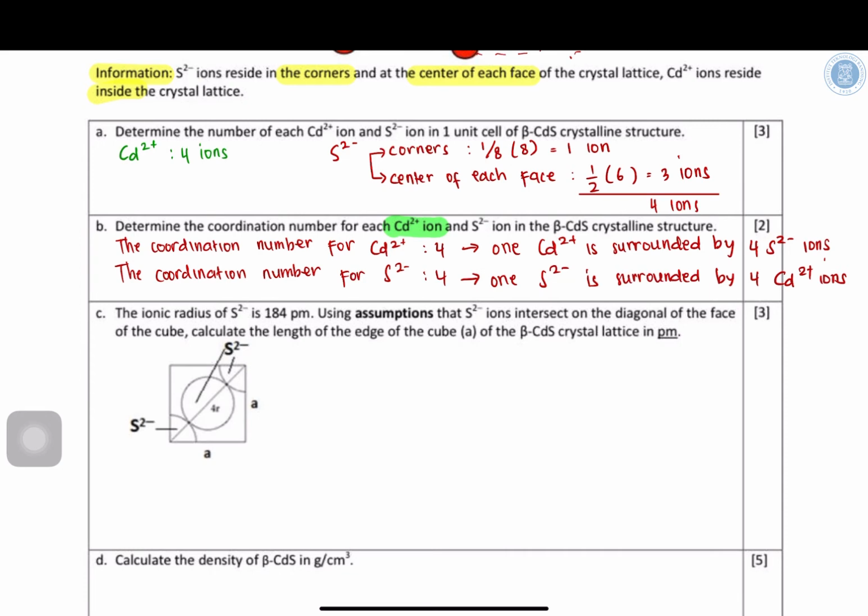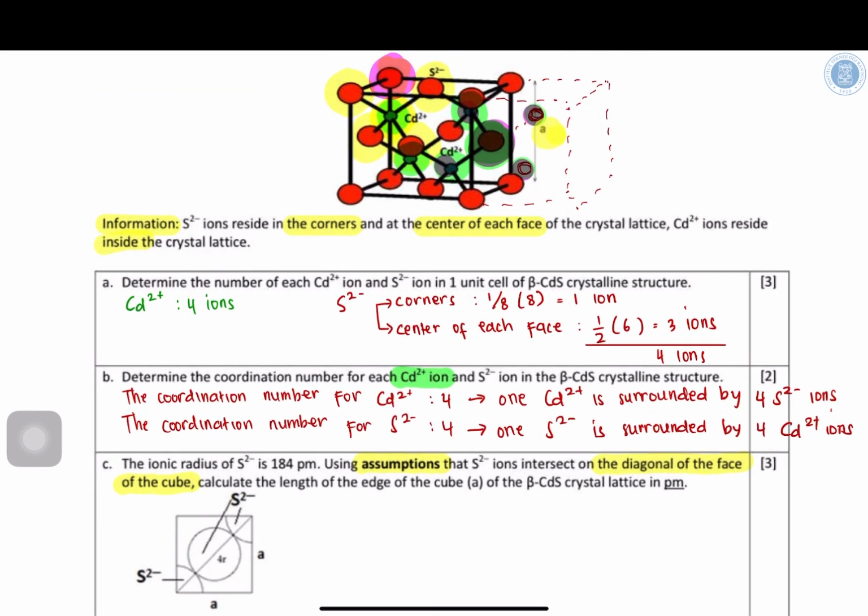The ionic radius of S2 minus is 184 picometer, and using an assumption, this is very important information, that this calculation is based on the assumption. Let's highlight this one. Using the assumption that S2 minus ions intersect on the diagonal of the face of the cube, calculate the length of the edge of the cube, which is a. So this is the value that we want to look for, the a, which is the length of the edge of the cube of the beta cadmium sulfide crystal lattice in picometer.